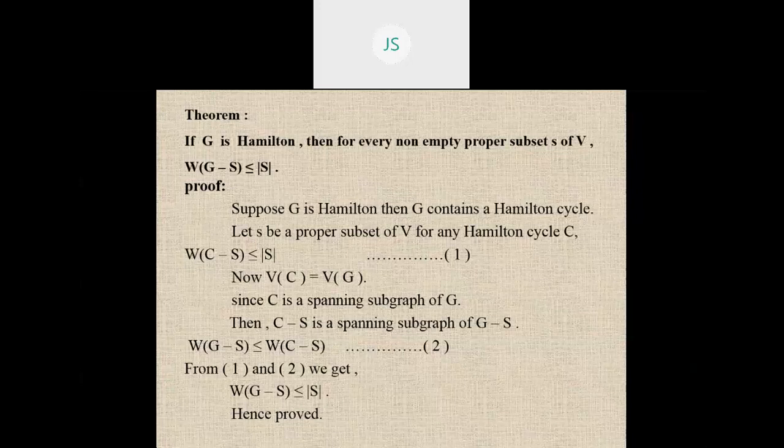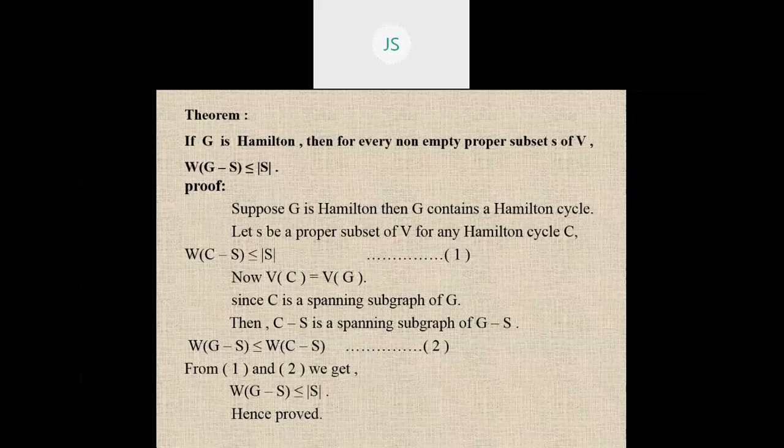Now, the vertices on the Hamiltonian cycle C are equal to the vertices of G, that is V of G. Since C is a spanning subgraph of G, then C minus S is a spanning subgraph of G minus S. C is a spanning subgraph, which means the number of vertices on C is equal to the number of vertices on G. Here C minus S is also a spanning subgraph of G minus S. Therefore, W of G minus S is less than or equal to W of C minus S.